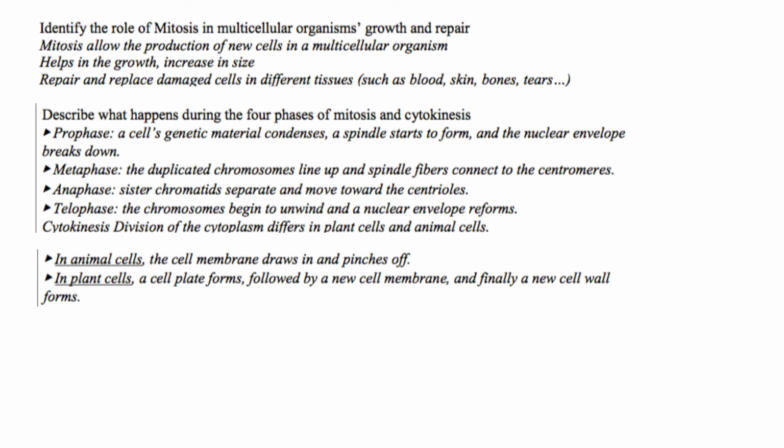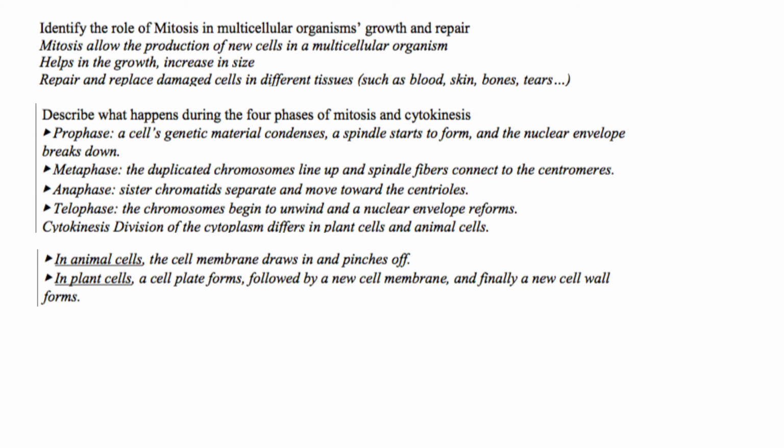Telophase. This is the 4th phase where the chromosomes begin to unwind and a nuclear envelope forms around it. Remember, the chromosomes had become condensed in prophase. So in telophase, the chromosomes are no longer required to be condensed, so they begin to unwind. They become longer and a nuclear envelope again starts to form.